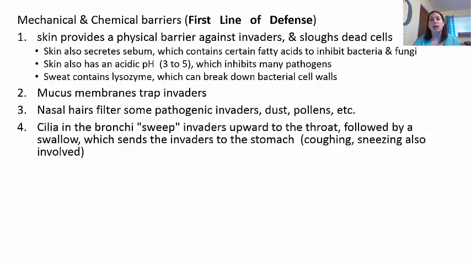We also have cilia. The cilia is found on a lot of your cells. The cilia in those mucous membrane areas are little finger-like extensions, and they'll sweep up the invader. Normally they'll sweep it up into your throat, where you can either cough it up.